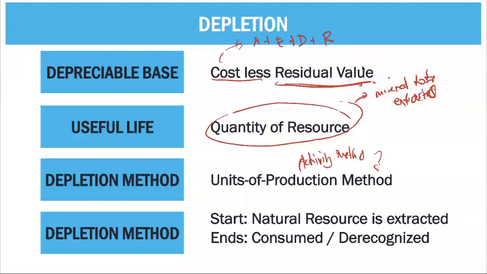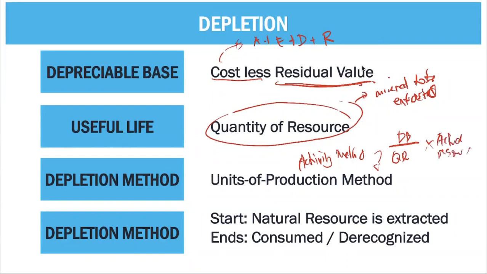How do we compute your units of production method? Under the units of production method, first, we get your depreciable base, we divide that by your quantity of resource, and you multiply it by your actual resource that has been extracted. Depletion will start at the time a natural resource is extracted. It will end upon the consummation or the derecognition of the particular property. So when we say consummation, wala nang matatanggal doon or wala nang ma-extract na natural resource kasi natanggal na lahat. When we say derecognition, you will already remove that particular land from your assets. So your wasting asset will now be either transferred or recognized for sale.